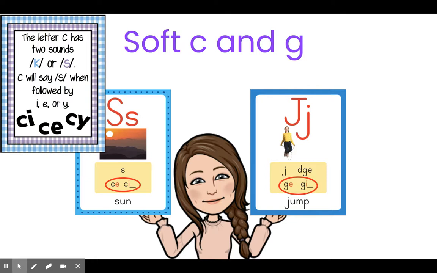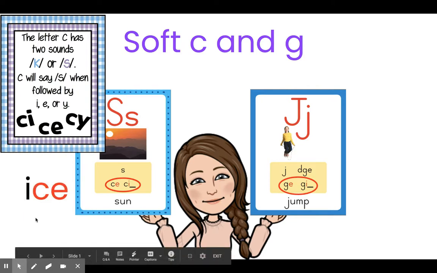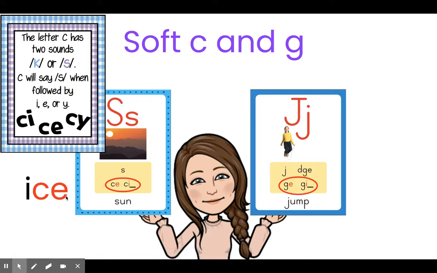The hard sound K is when we use the C in a word like cat, but the soft sound S of C is in words like ice. Do you see how the letter C was followed by the letter E? That means the letter C is going to say its soft sound, which makes the sound like the letter S. S. But it really is a C. It's the C making the soft sound.